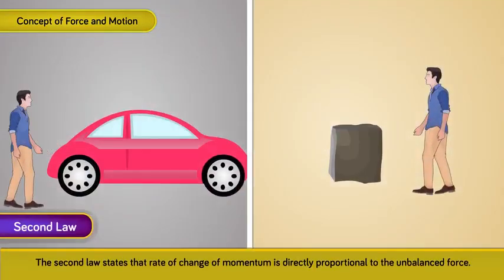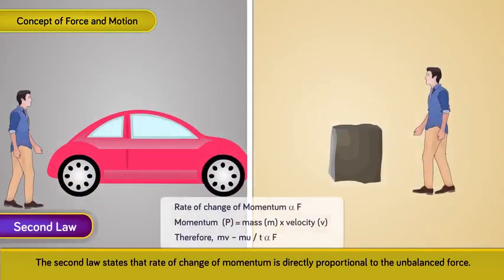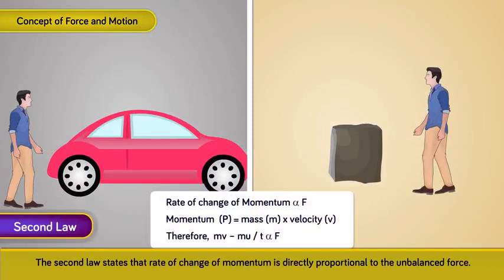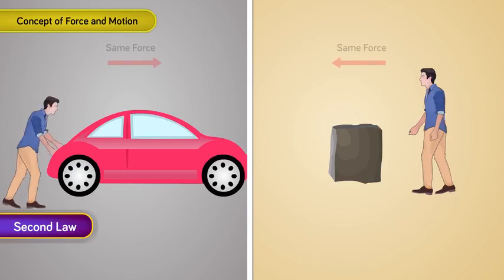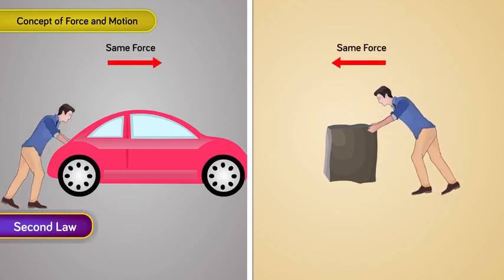Second law. Newton's second law of motion states that the rate of change of momentum is directly proportional to the applied force and takes place in the direction of the force. The acceleration is produced when an unbalanced force acts on an object or mass. For example, if you use the same force to push a big stone and push a car, the stone will have more acceleration than the car because the stone has less mass.